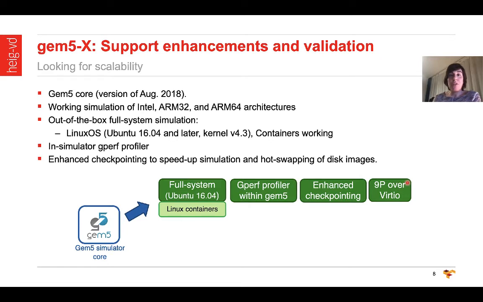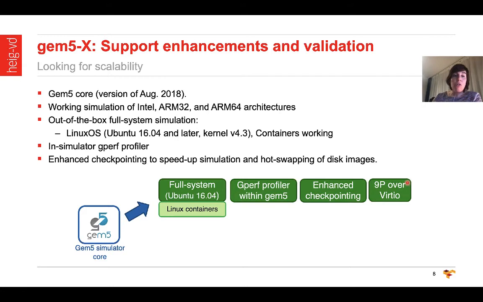So first we were looking for scalability. So what we did is we are trying to open source something that is out-of-the-box simulation, a complete environment, a full system simulation that works. We are basing ourselves on the Gem5 core of August 2018, and we provide working simulations for Intel, ARM32, and ARM64. And then it means that we can run an Ubuntu system with a decently recent kernel, and inside the Linux OS, we can even run some containers in case you want to give it a try to virtualized applications.